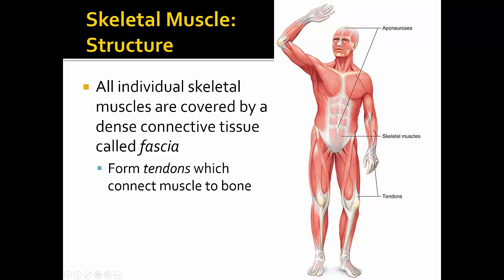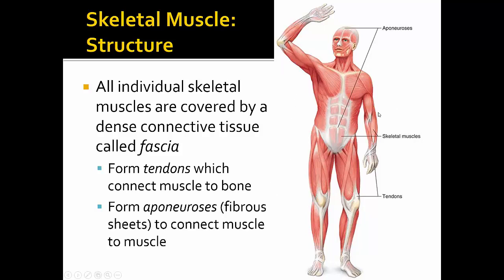in the hand, to the elbow, okay, all of these joints. They also can form aponeuroses, which is a fibrous sheet, and that connects muscle to muscle. So here in the abdominal wall, all of these individual abdominal muscles are connected to the other abdominal muscles by aponeuroses, or fibrous sheets.